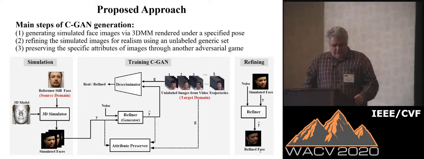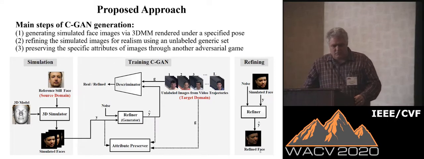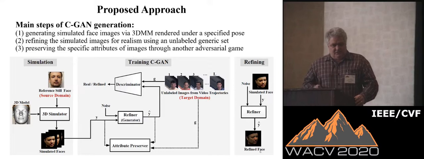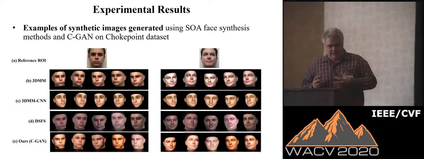Here on the left side, you have the 3D simulation that produces simulated images according to a specific pose. These are fed into the CGAN in the middle, which uses those images plus unlabeled video images to produce versions of those images as they would appear in the target domain. And right at the bottom, the third part, the attribute preserver, which is a novelty item for our system. Essentially, we have something that preserves pose and identity.